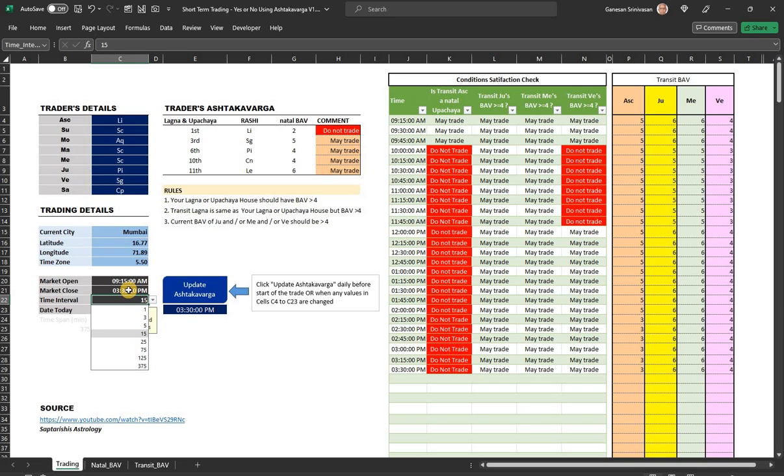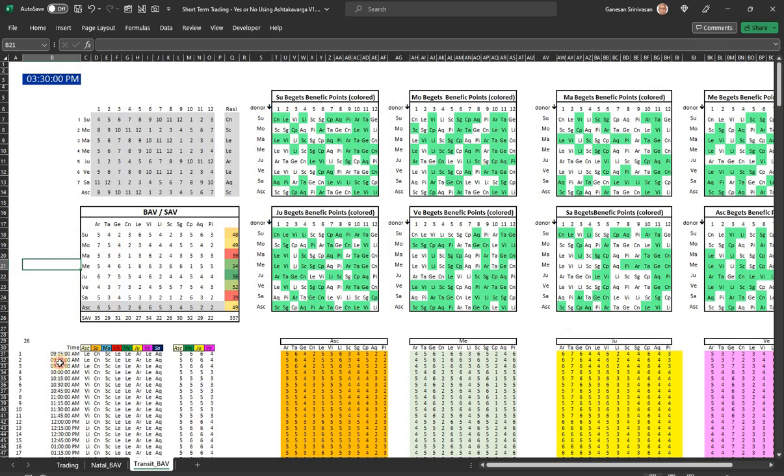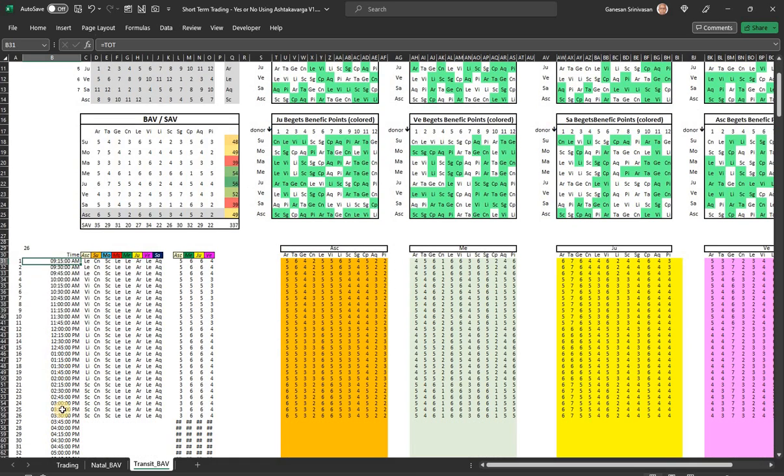I have given integral numbers there so that it jumps on integral values and this range is properly divided into integral divisions, so that I will have correct starting and ending times. I have chosen 15 here, and once you choose that, you just click on this update ashtakavarga. What it does is it creates this transit BAV. Transit BAV is for all the times between 9:15, 9:30, whatever time range that you chose.